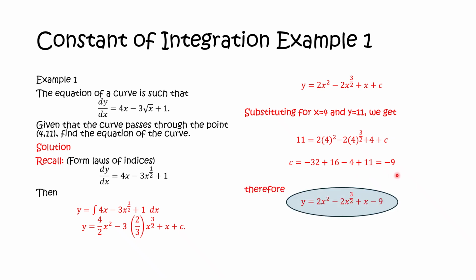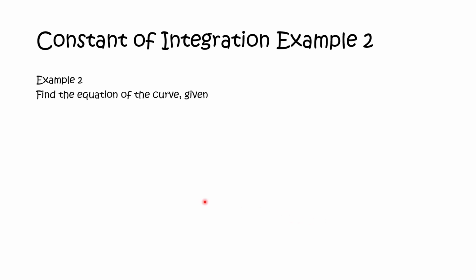Then we take that minus 9, we substitute it into the y equation, so that we get the final answer as y is equal to 2x squared minus 2x to the power 3 over 2 plus x minus 9. That's how we go about it. Let's take a look at example 2.